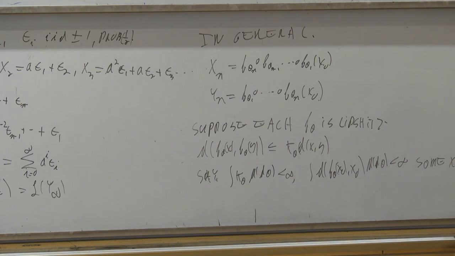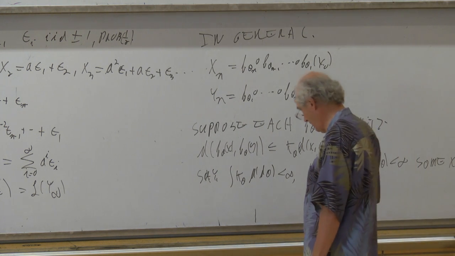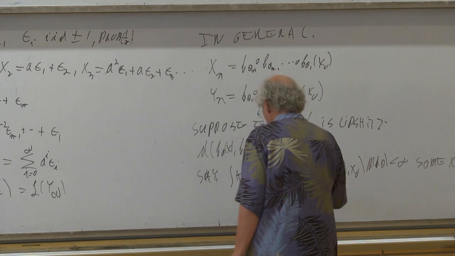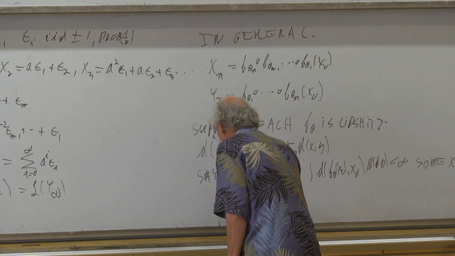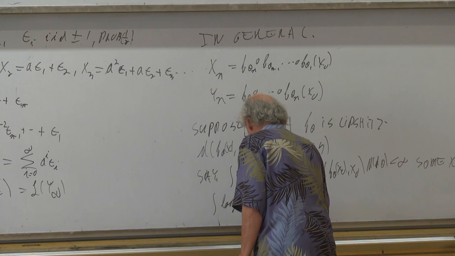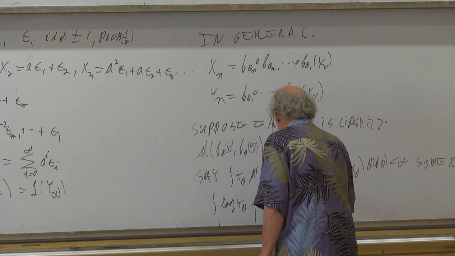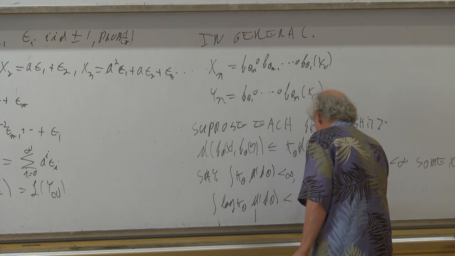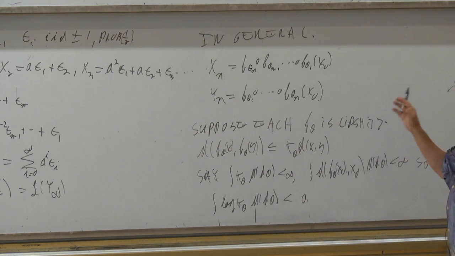And then the assumption that has some teeth, and let me write it down properly. The assumption, some version of which is needed, is that the average of log of the Lipschitz constant, mu d theta, is finite. Oh, it's negative. It's less than 0. So on the average, we're contracting is what these assumptions say.